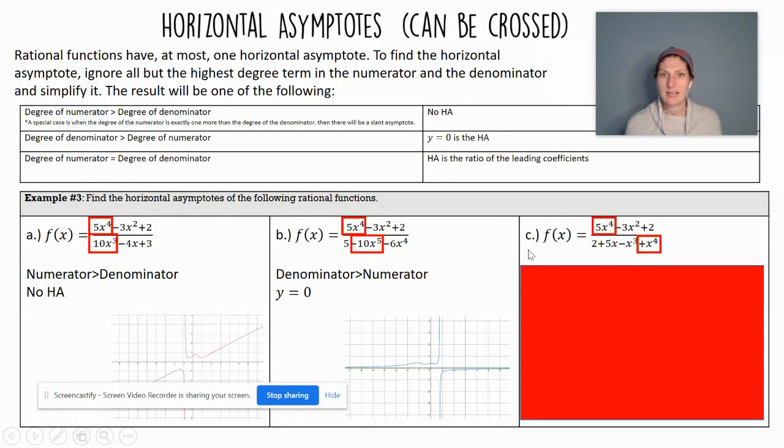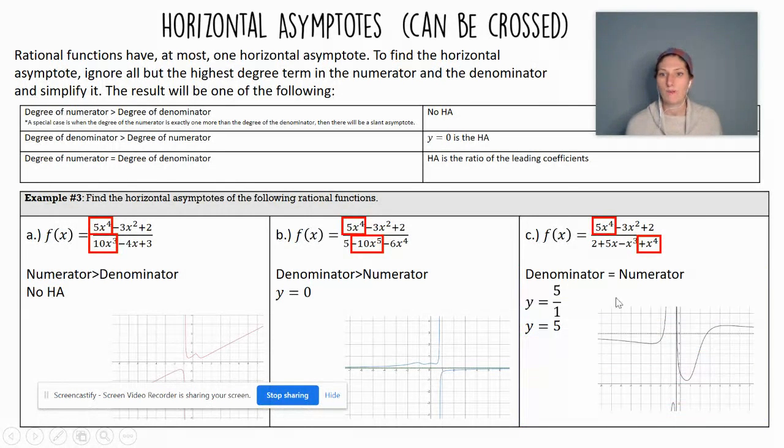The last case, I look for the terms with the highest degree. Are they the same? Is it bigger on the top? Is it bigger on the bottom? Now, these have the same degree on the top and the bottom. So that's this third case. And your horizontal asymptote is the ratio of those leading coefficients. So 5 over 1, it's going to be that equation y equals 5.